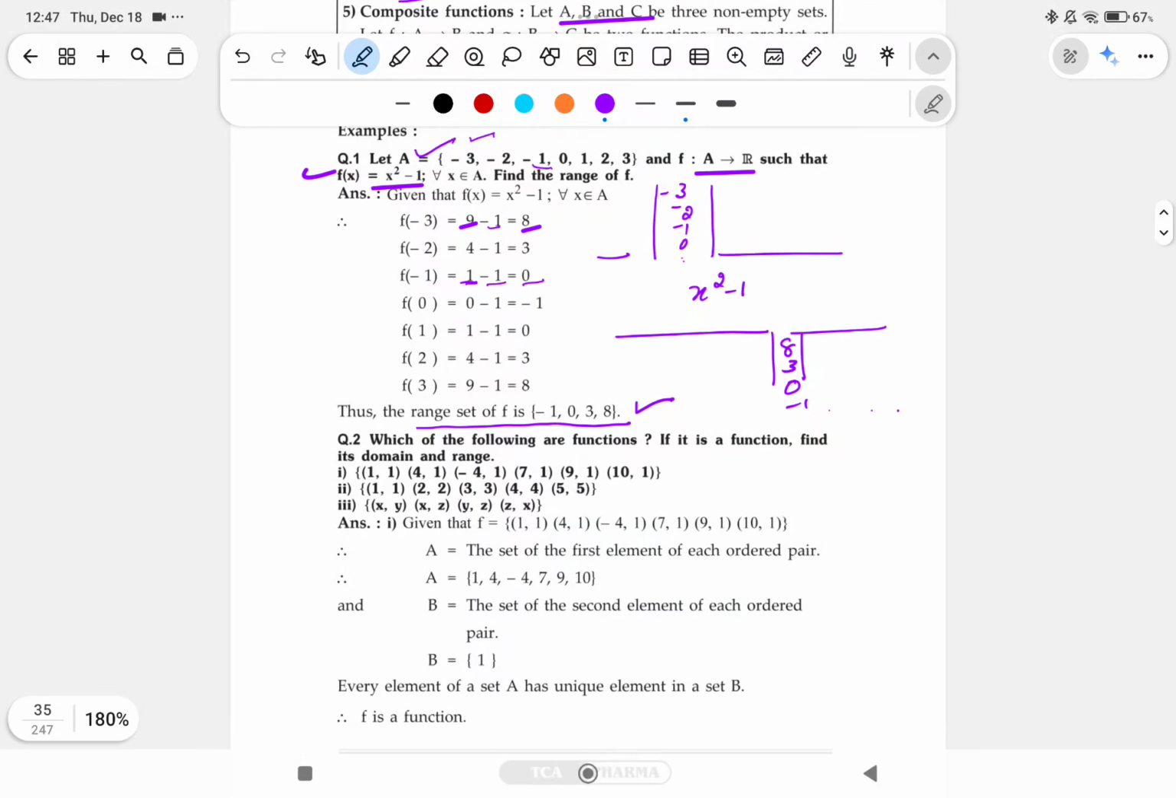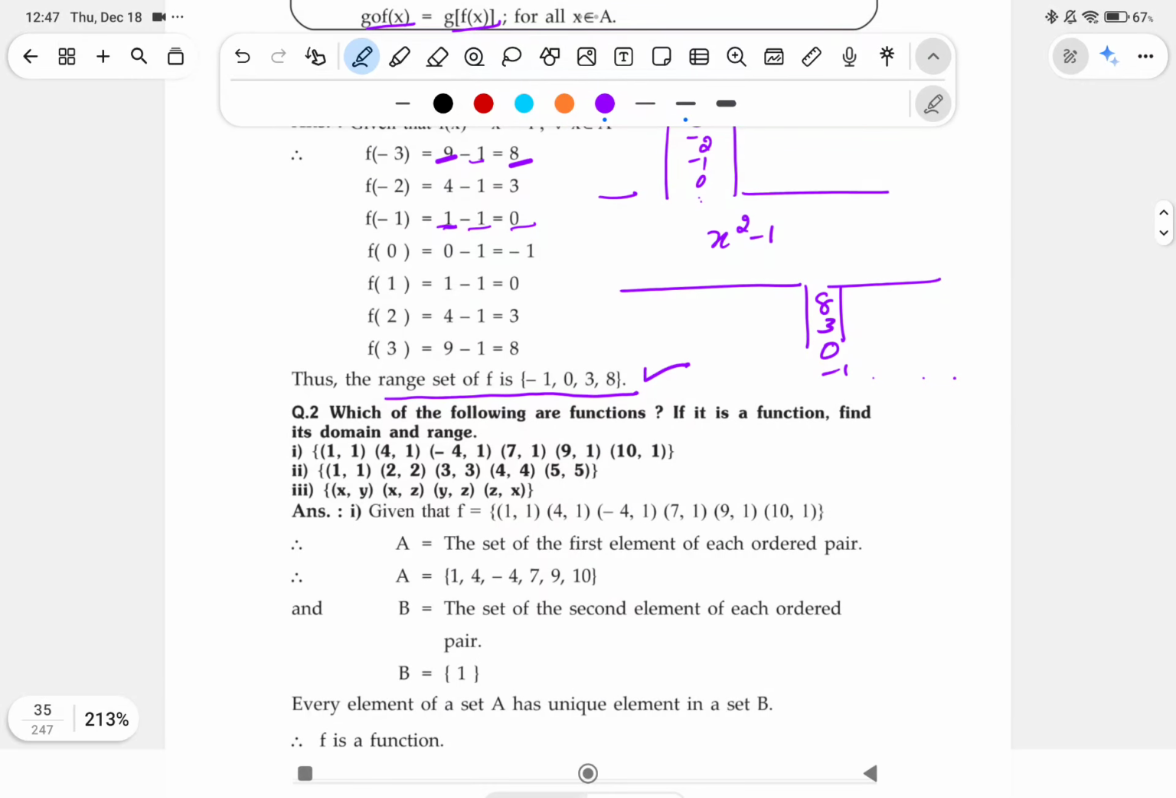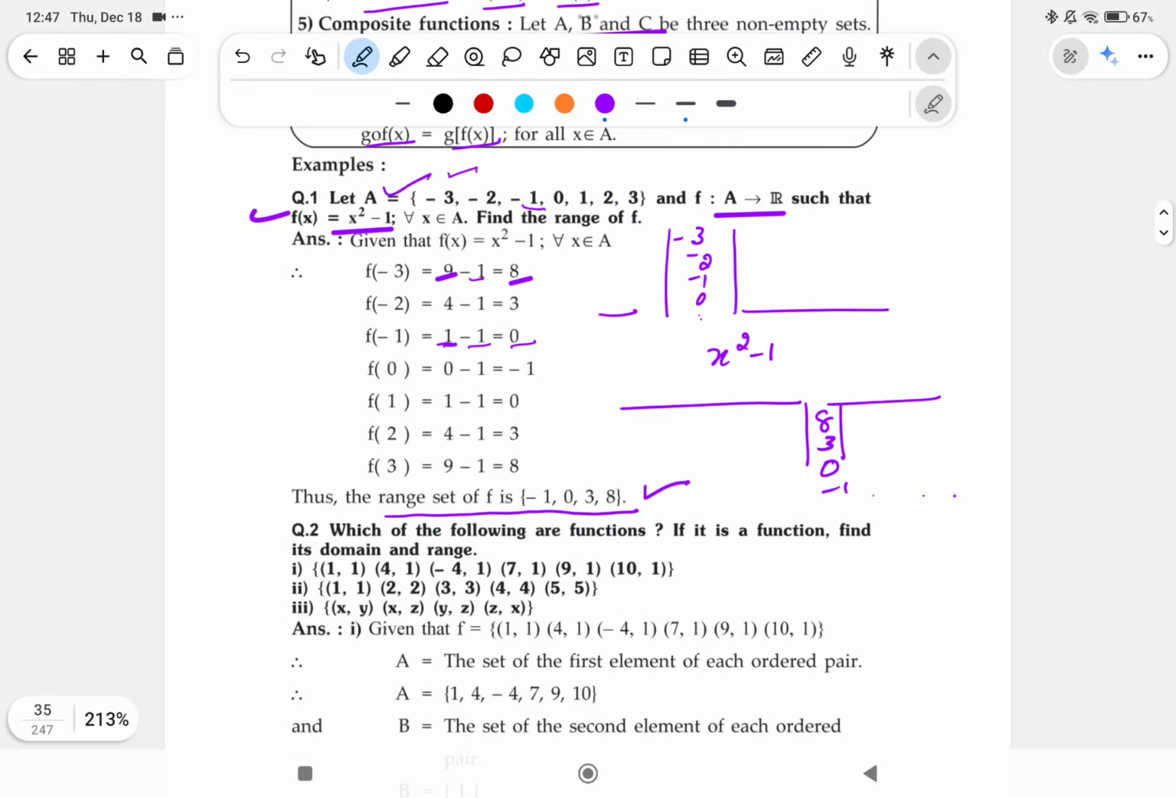Now, see, there is another question which is asking, if it is a function, find the domain and the range. I have told you, whatever is your input, that is your domain. Whatever is your output, that is your range. So if you are putting 1, you are getting 1. The codomain is 1 and range is also 1 over here. Second, you are putting 4 as an input and you are getting after operation 1. Then you are putting minus 4 as an input, you are getting again 1.